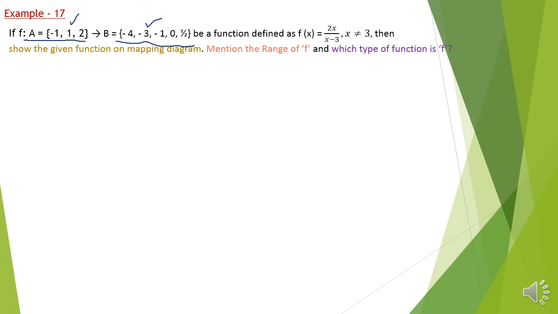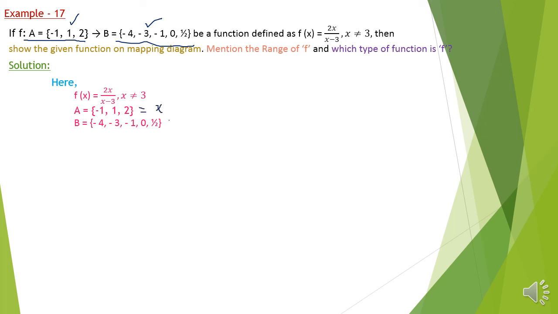Minus 1 is mapped to which element from set B? We don't know. 1 is mapped to which element from set B? We don't know. First, we have to find. These are the pre-images. We have to find the image for each pre-image. Then only we can draw the mapping diagram. Now, the elements of A are pre-images. These are x and these are y.